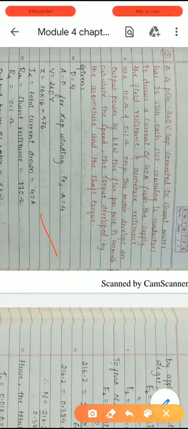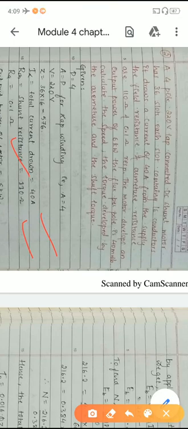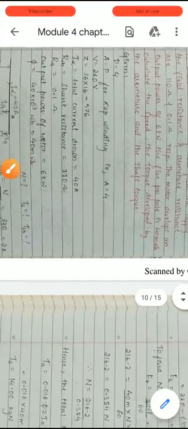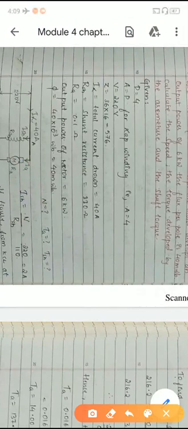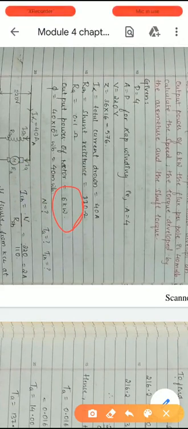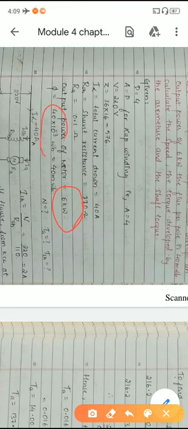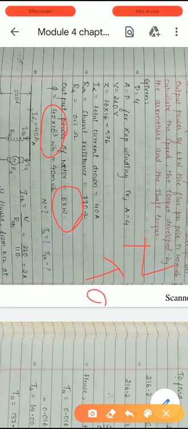Field resistance they are given 110 and armature resistance they are given 0.1. Output power of the motor they are given 6 kilowatts and flux per pole is 40 milliwebers. You need to calculate speed N. Next you need to calculate torque developed by the armature, TA. Next you need to calculate shaft torque, that is TSH.